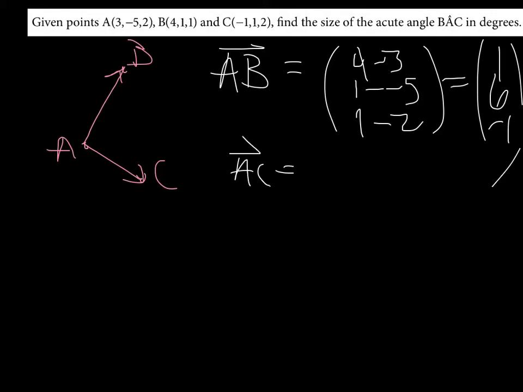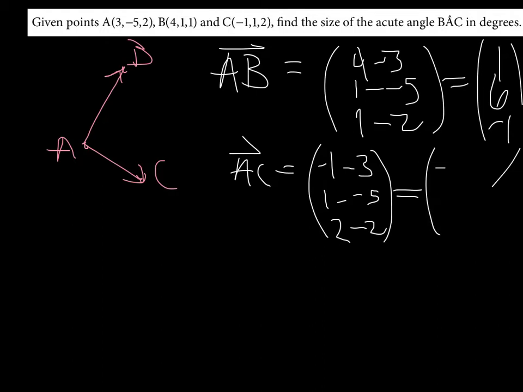Pause the video right now, and why don't you try to find AC yourself? Okay, so here we go. Terminal point minus emanating point, negative 1 minus 3, 1 minus negative 5, and 2 minus 2. So vector AC is given by the column vector negative 4, 6, 0.